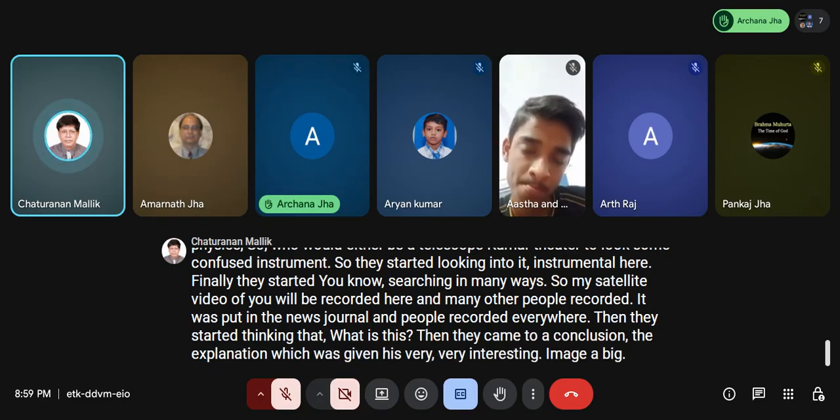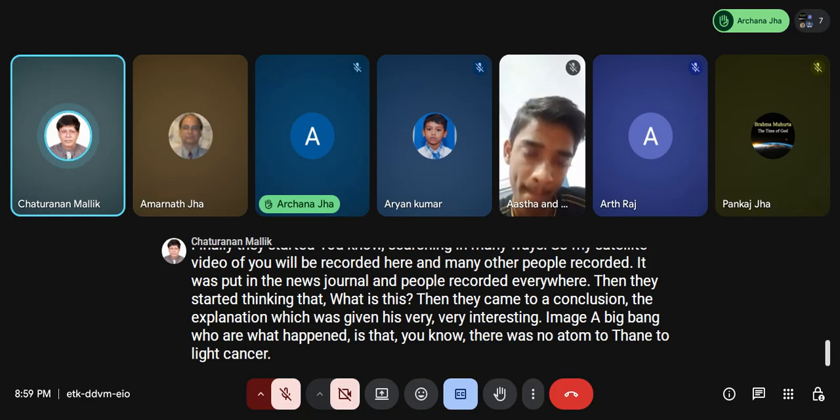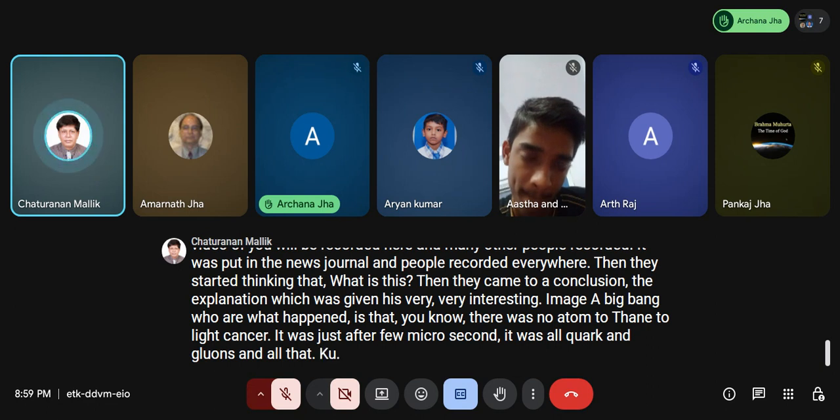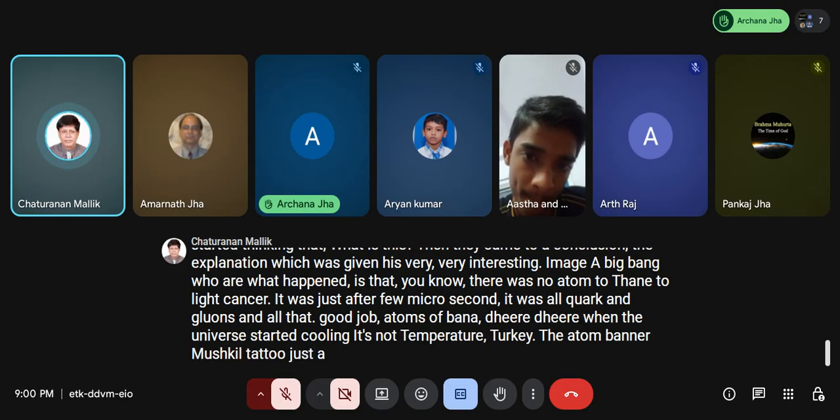In the beginning, when the Big Bang happened, what happened is that there was no atom, so where would light come from? It was just after a few microseconds. It was all quarks and gluons and all that. Then, when the universe started cooling, the temperature was so high that atoms could not form. When cooling started, atoms started forming. When atoms formed, there was light.